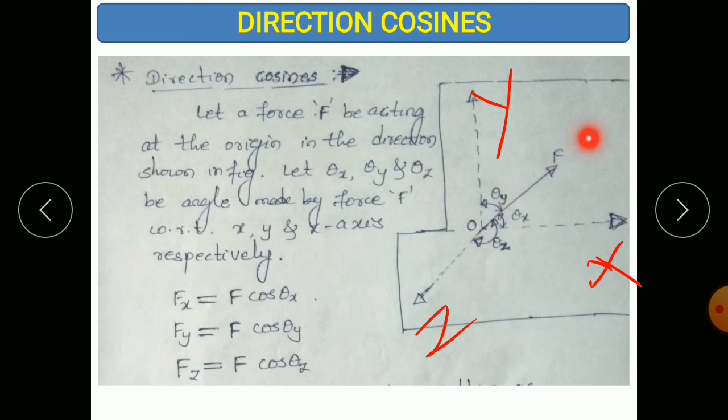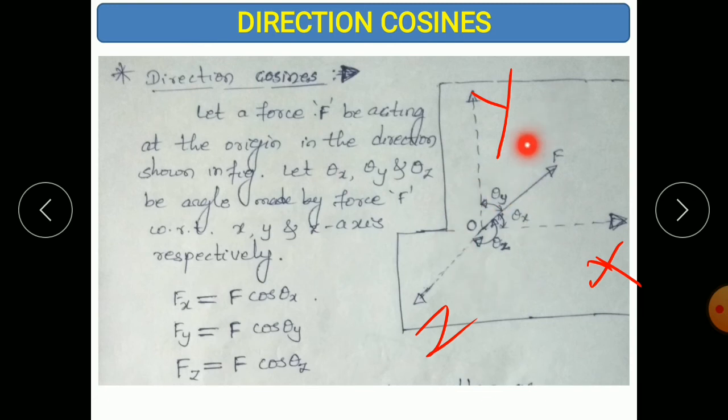So it is a force F acting at the origin point, as shown in the figure. So theta x, theta y, and theta z are the angles made by the force F with respect to the x, y, and z axis respectively. So these are the angles of the force with respect to all the axes. With respect to x axis it is theta x, with respect to y axis it is theta y, with respect to z axis it is theta z.